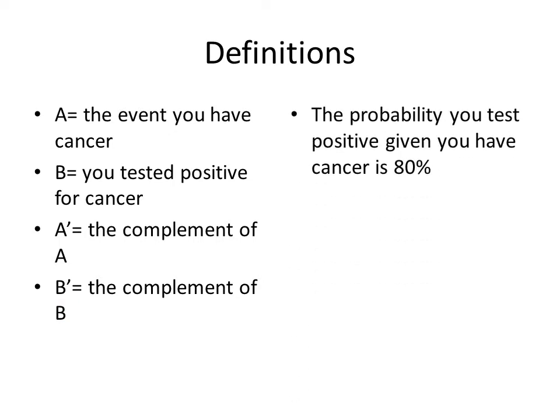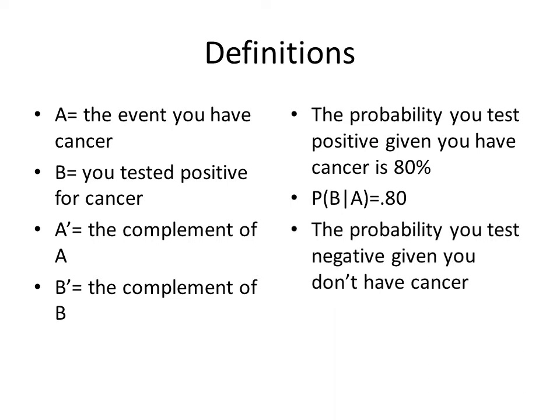Now it is given that the probability that you test positive, given that you have cancer, is 80%. This is how we would write that mathematically: probability of B given A is 0.8. That says the same thing as this up here. The other thing we were given is the probability you test negative given that you don't have cancer, those are the two complements. That would be written mathematically as the probability of B prime given A prime is 0.9. That says the same as this. Those are your definitions. Let's go to the next slide.